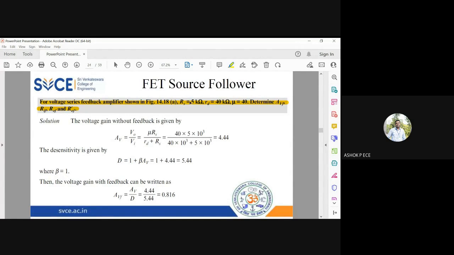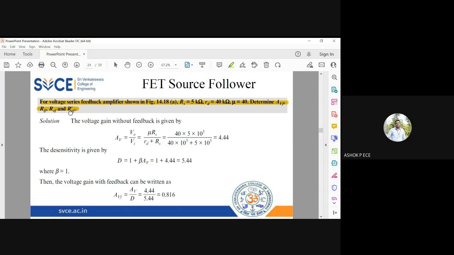Rs is given as 5 kilo ohm, which is the source resistance across which you are going to measure the output voltage. RD, the drain resistance, is 40k. The amplification factor mu is equal to 40. So determine the voltage gain with feedback, without feedback, Ri, Rif, R0, R0F, and R0F dash. So you're going to find all the parameters with and without feedback.